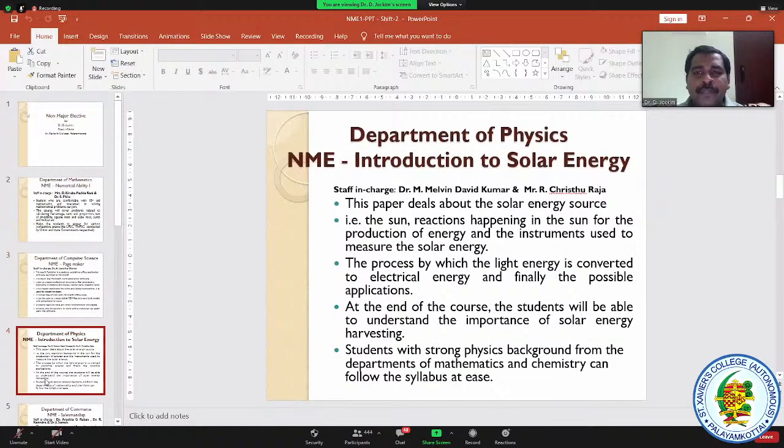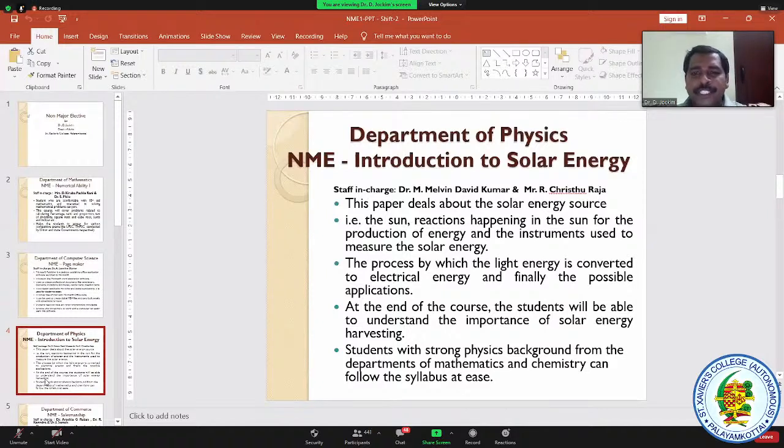The next one is the Department of Physics, which offers Introduction to Solar Energy. The staff in charge are Dr. Melvin David Kumar and Mr. R. Kristuraja. Just a minute. Okay, so these two people will be the in-charges.